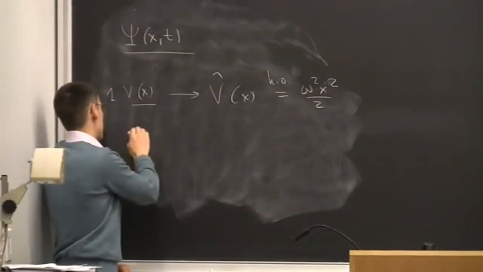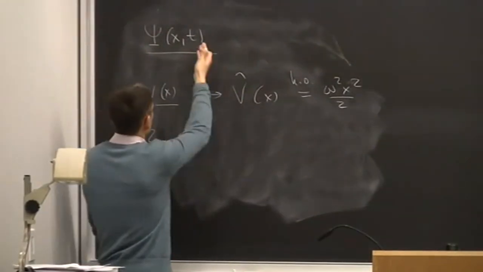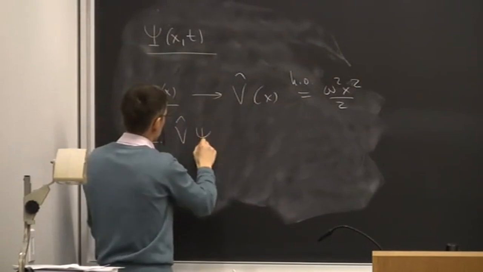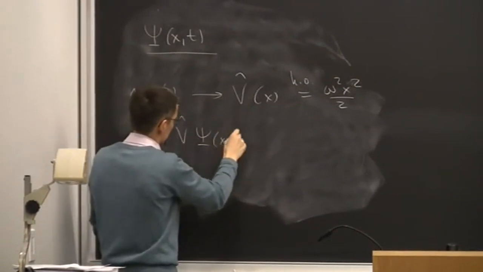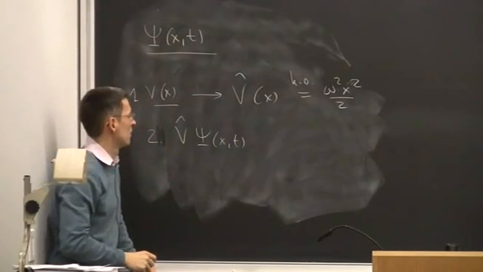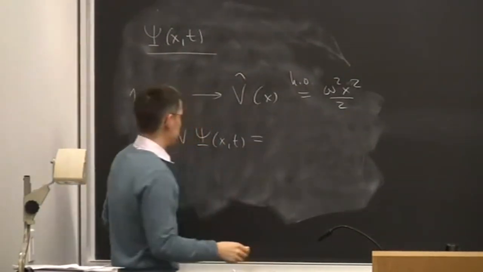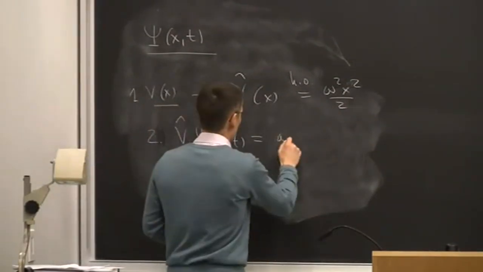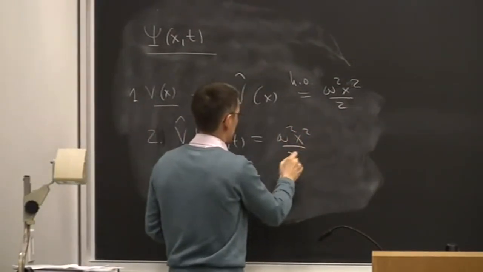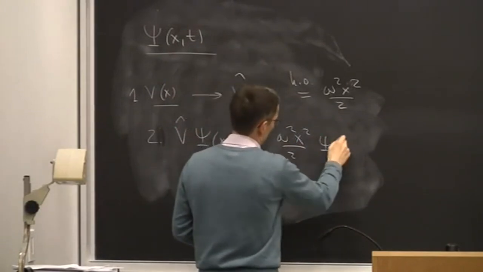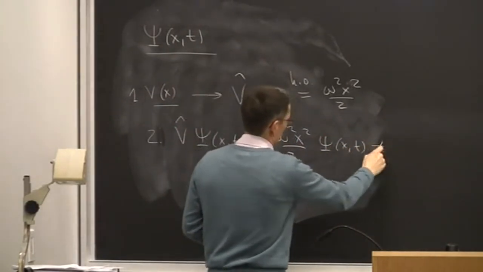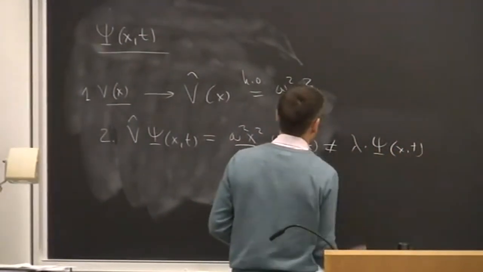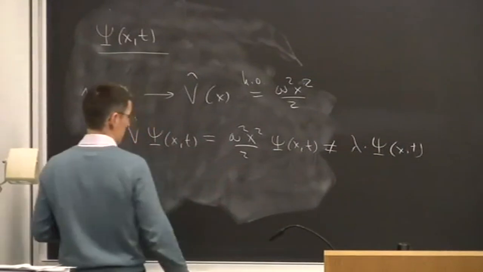And the second step, if you have an operator now and a function, you check whether this function is an eigenfunction of the operator. Okay? If you multiply any function by omega squared x squared divided by 2, the result is not going to be a constant multiplied by the function itself, right? So the answer is no, right?